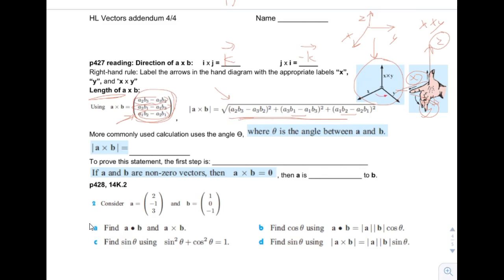Now, usually the way you would figure out the length of a cross product is to use a formula which is the magnitude of vector A times the magnitude of vector B times the sine of the angle between them. And this should look familiar to you. When we did scalar product, remember, we had a similar formula, but instead of magnitude of A, magnitude of B, sine theta, we had magnitude of A, magnitude of B, cosine theta.